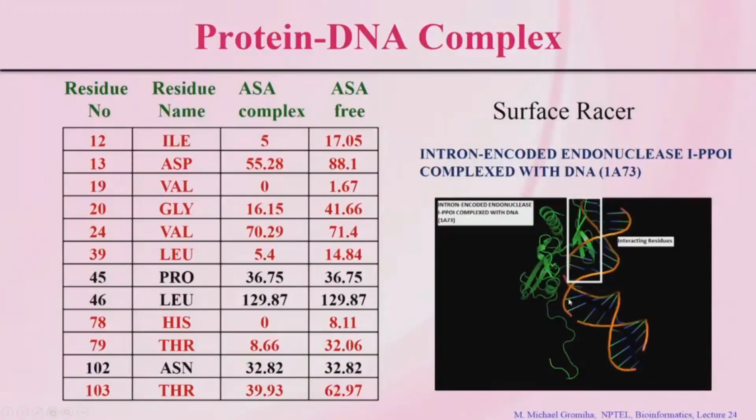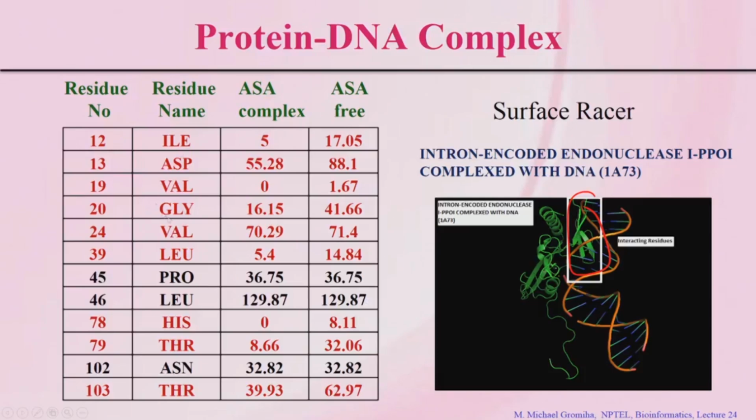Here is the protein-DNA chain. This is the place where we can see the interacting residues. For example, we see this protein. This is the ASA of this complex. Isoleucine 12 has 5 angstrom square and aspartic acid is 55 and so on. Now, this is the free form, the unbound form. In the case of proline 45, is there any difference? No difference. Leucine 46, no difference.